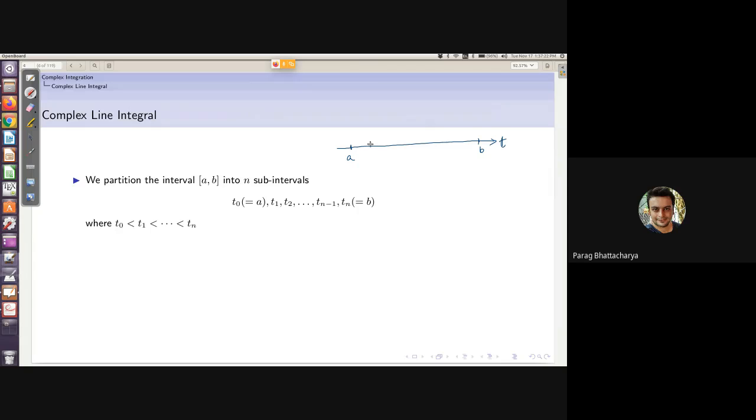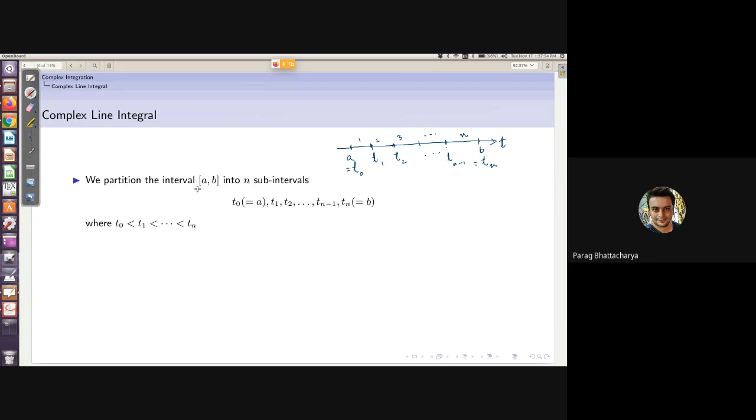So what we do is we divide this into n sub intervals. First interval, second interval, third interval, and so on. These are n intervals. The very first one, the point A, we call it t0. Then this point we call t1, this point t2, and so on. This point we call tn. That means the point previous to this will be tn minus 1.